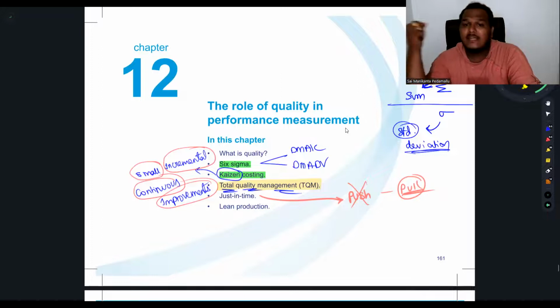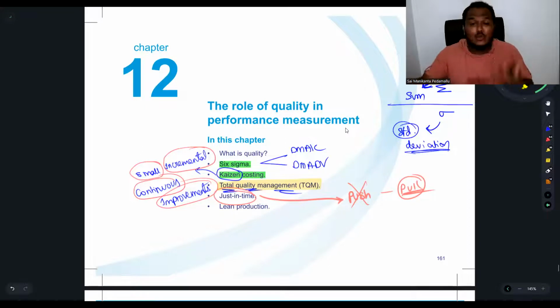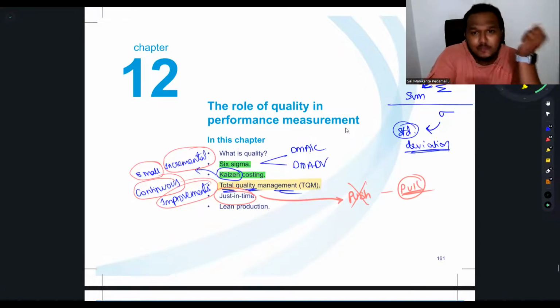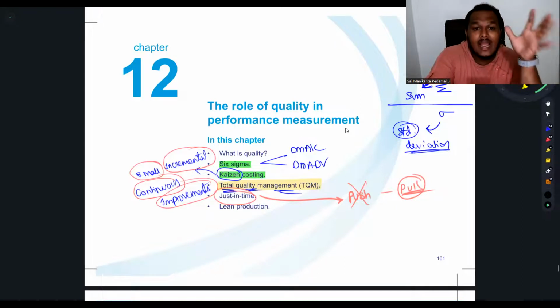So it's a pull based system. It works from the other way around. So just in time tries to basically reduce your inventory storage period, reduce your storage costs, and then increase your efficiencies and effectiveness. That is just in time.